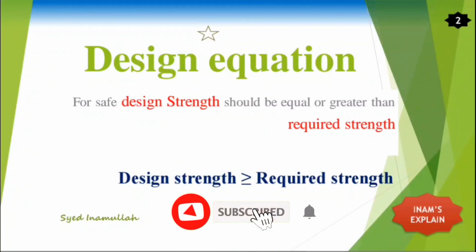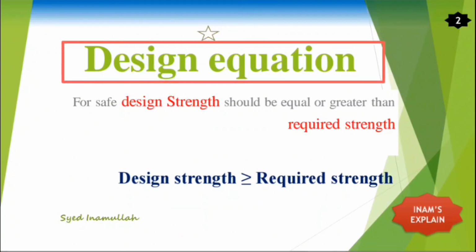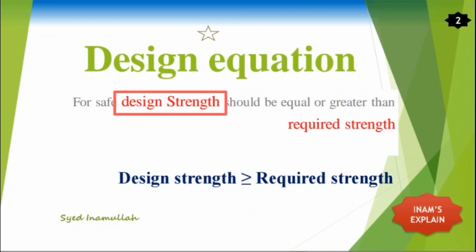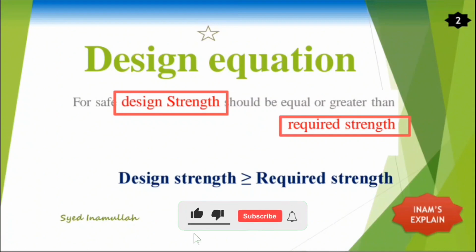But before moving toward the working stress design method, we will first understand the basic design equation in any design subject of civil engineering. The basic design equation says that for safe construction, for safe design, the design strength should be greater than or equal to the required strength. The threshold is that the design strength is equal to the required strength. It should not be less than the required strength. So remember, this is the main basic equation of a design subject in civil engineering.